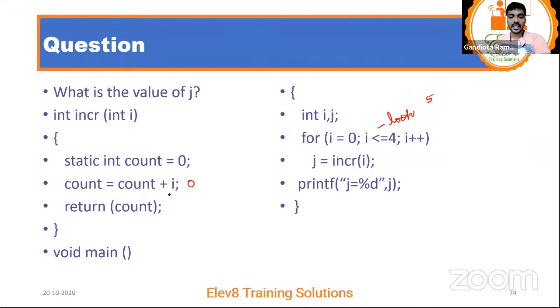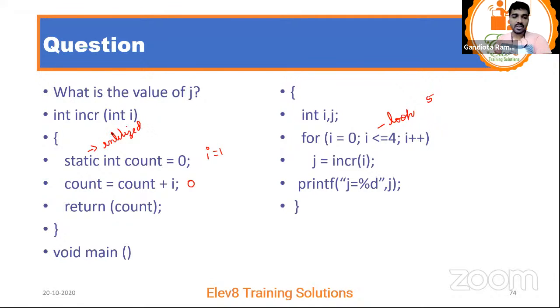So next time it returns j. So returning has no use here. Again you are going to the next value. So for i equal to 1, it comes to here. Remember, static is initialized only once in its lifetime.